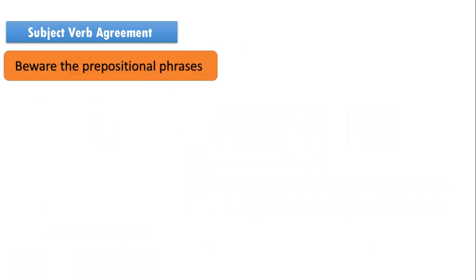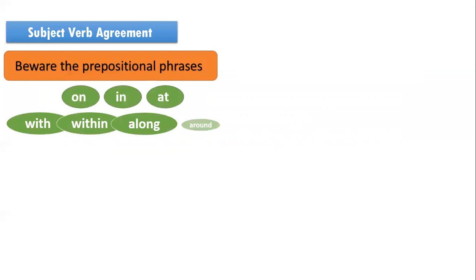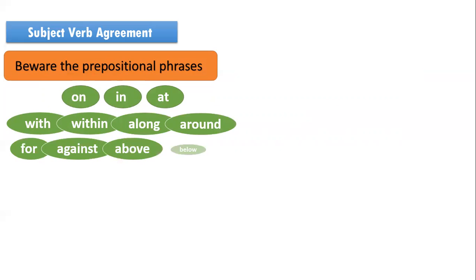Beware the prepositional phrases. Guys, be very careful whenever you have a prepositional phrase. It's something that the test makers play tricks with. So in order for you to know what a prepositional phrase is, let's revise these few words. We have the words on, in, at, with, within, along, around, for, against, above, below, and the words that are like them. These are called prepositions.